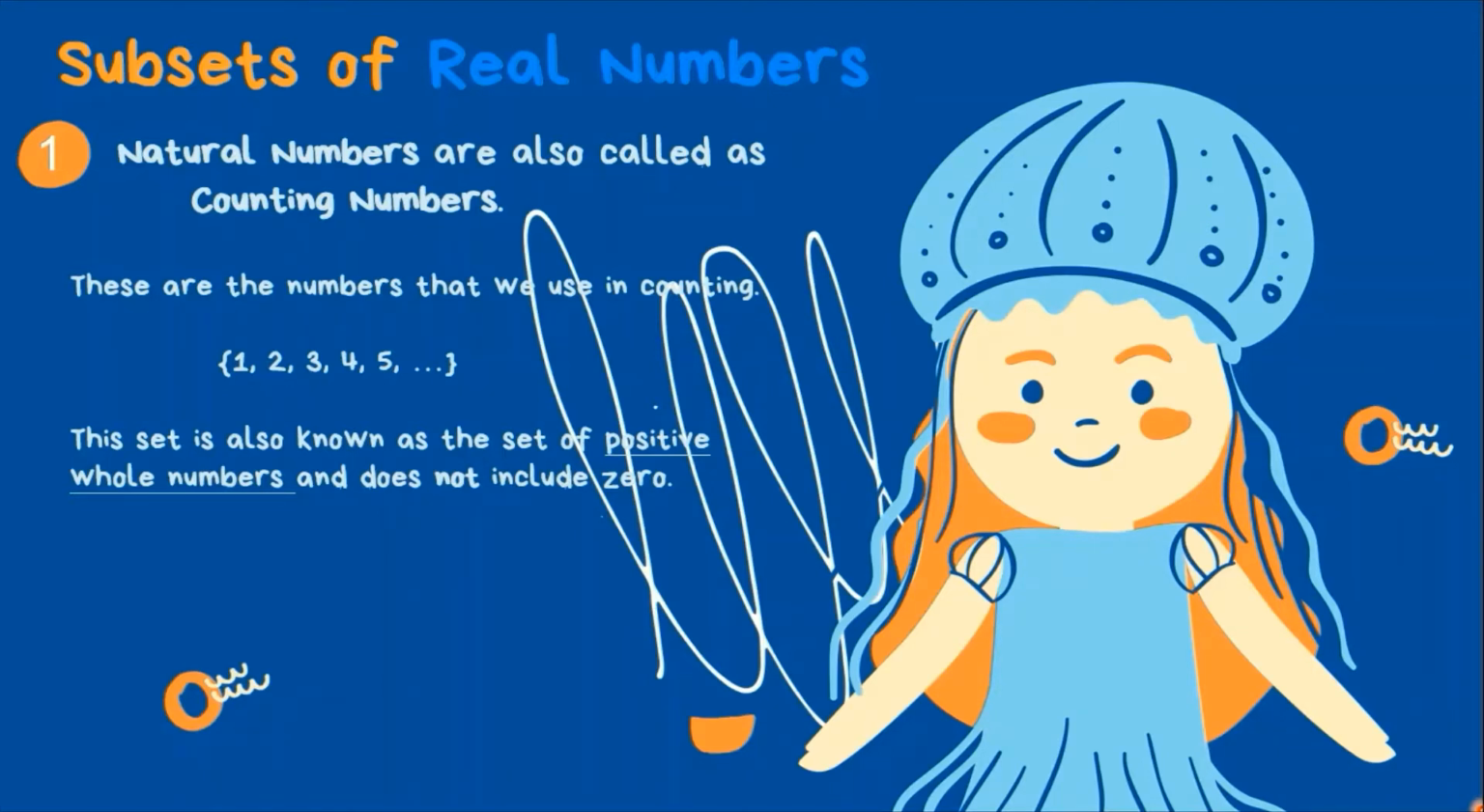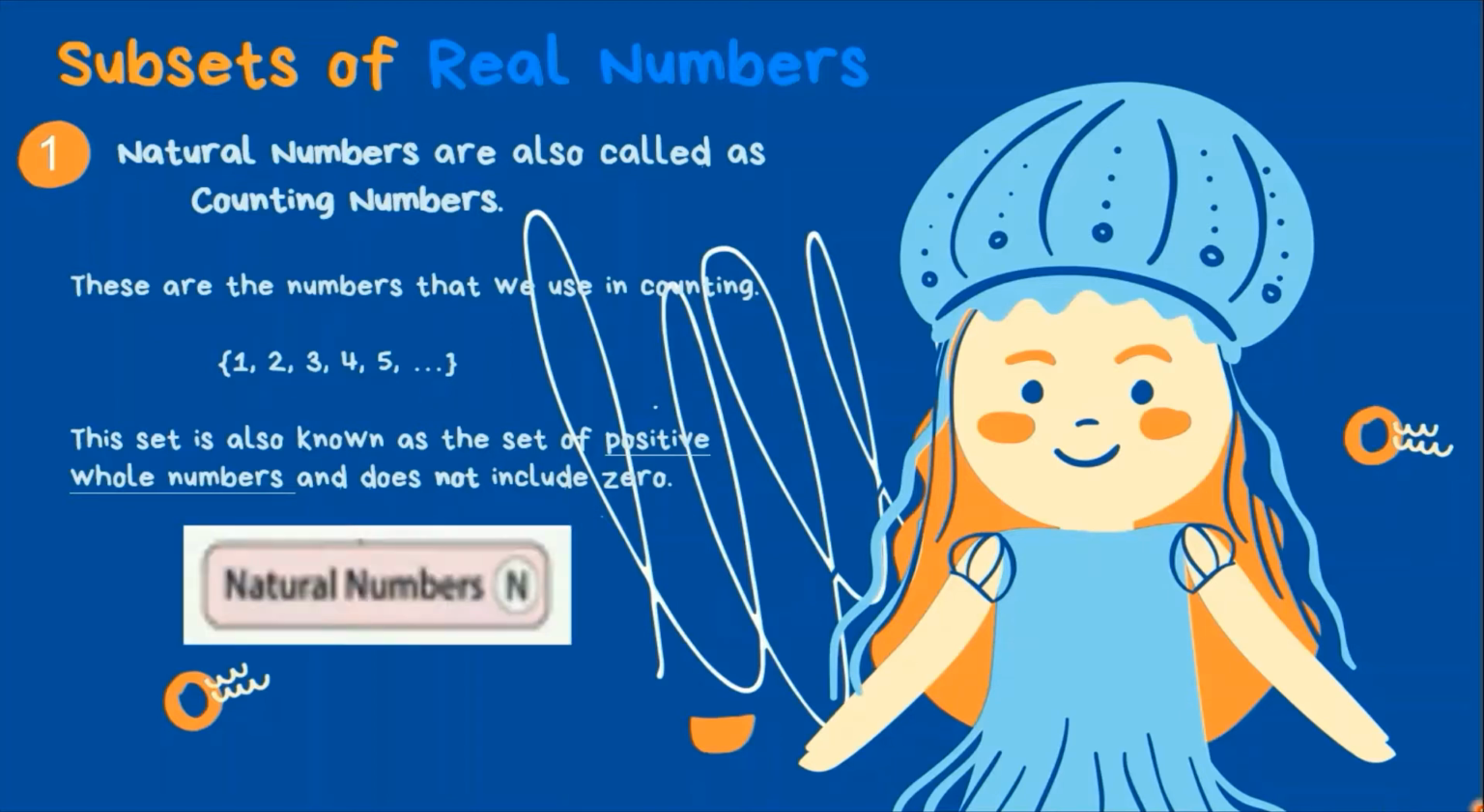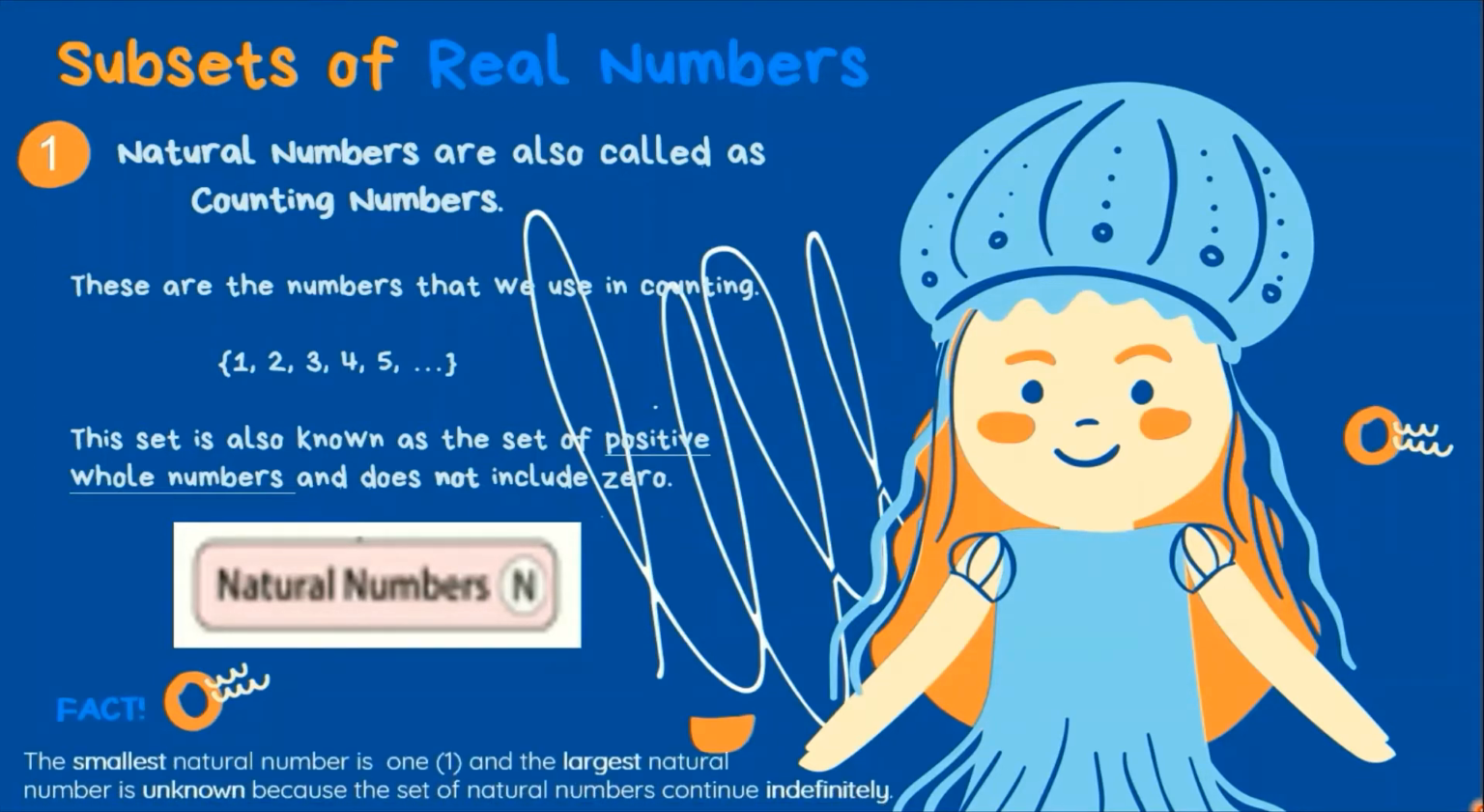Kaya naman ang natural numbers ay laging tandaan na ito ay counting numbers. Pag tayo ay nagbibilang, lagi tayo nag-uumpisa kay 1, hindi natin sinasama si 0 at lahat ng ito ay positive. This is the symbol for natural numbers. The symbol is letter N, capital letter N. The smallest natural number is 1. Ito na yung pinakamaliit na natural or counting number 1 dahil sa 1 tayo nagsisimulang magbilang.